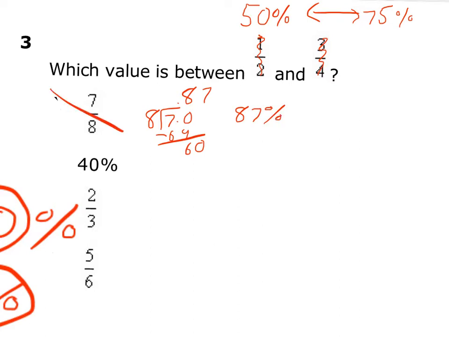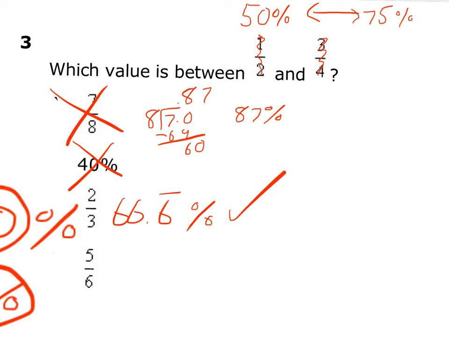And that is too large. That's way over 75%. 40% is already done for us. It's too small. 2/3. What is 2/3 as a percentage? 66.6%. You should have that one memorized. Does that come in between the two? Yes, it does. So we'll put a check mark.